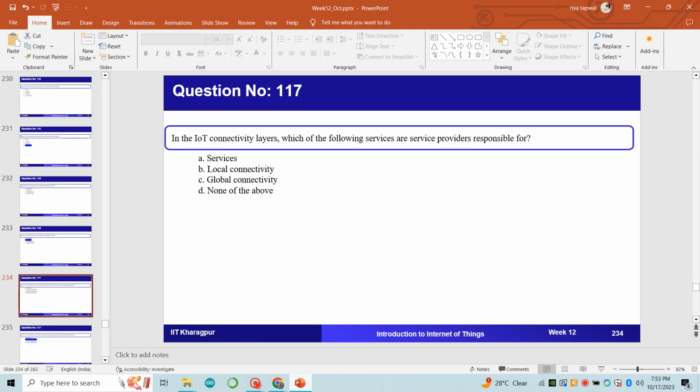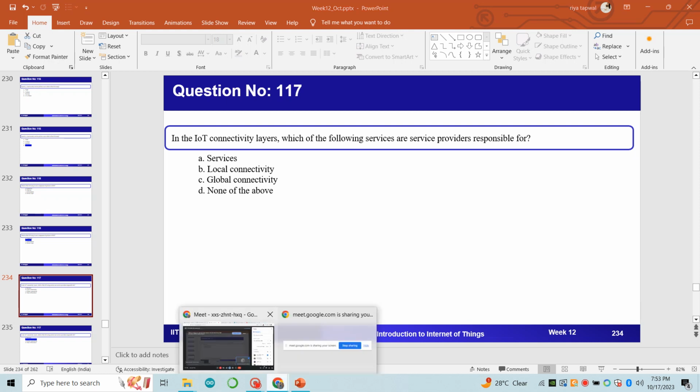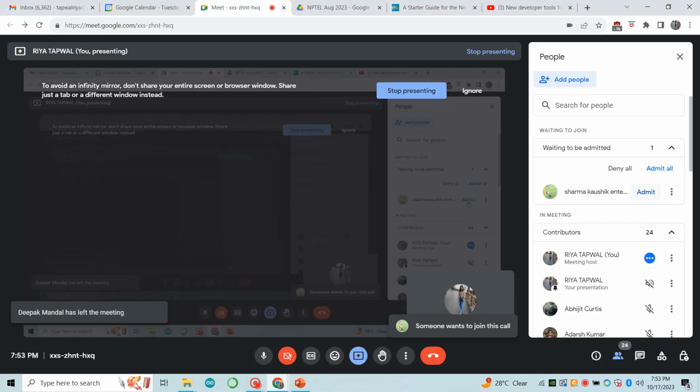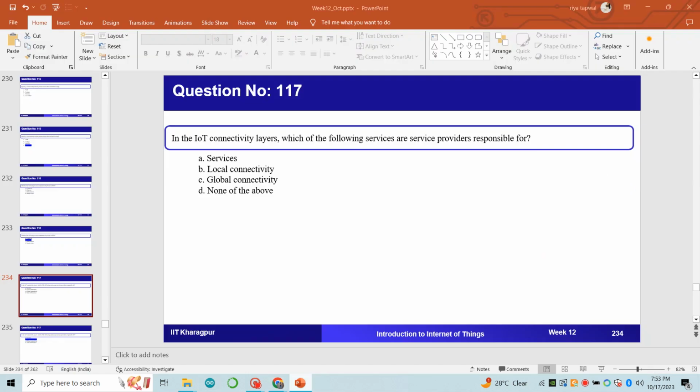Next question is, in the IoT connectivity layer, which of the following services are service provider responsible for? Options are services, local connectivity, global connectivity, none of these. Ma'am, B. B is local connectivity. Yes, B is correct, local connectivity.